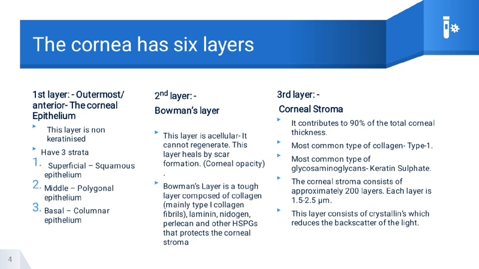The third one is corneal stroma. It contributes to 90% of the total corneal thickness. The most common type of collagen in this layer is type 1, and the most common type of glycosaminoglycan is keratan sulfate. The corneal stroma consists of approximately 200 layers. Each layer is 1.5 to 2.5 micrometers. This layer consists of crystallins, which reduce the backscatter of light.